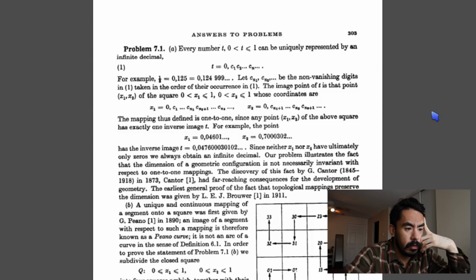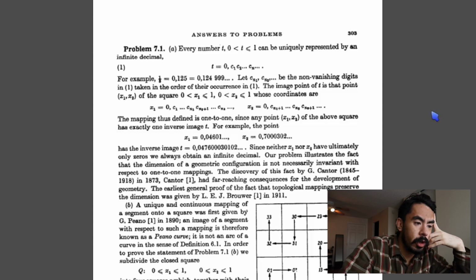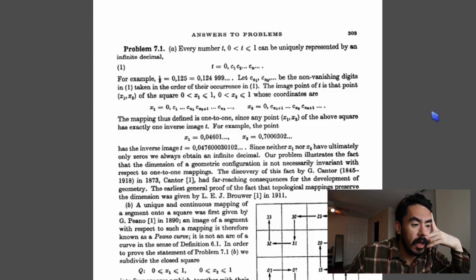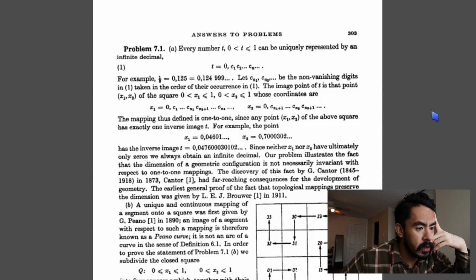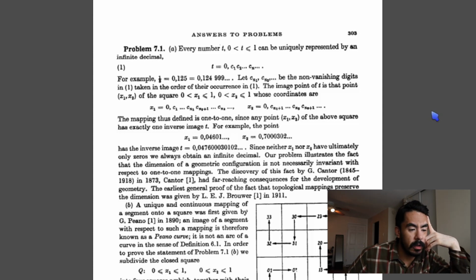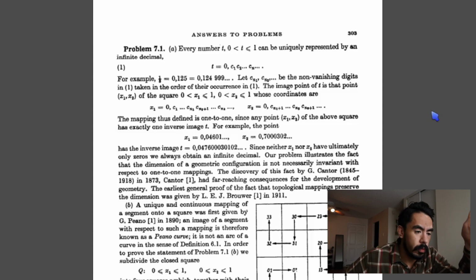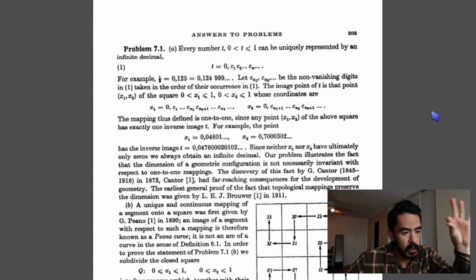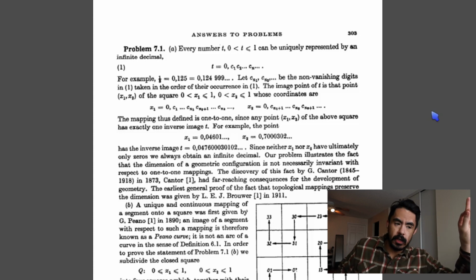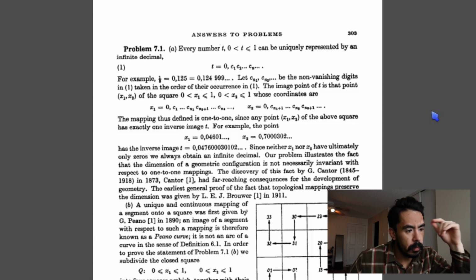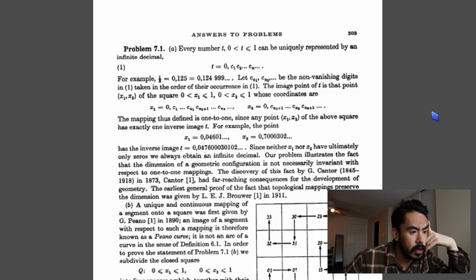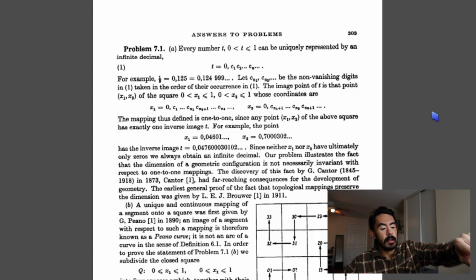Every number t between 0 and 1, including 1, can be uniquely represented by an infinite decimal, t equals 0.c1 c2 ... cn ..., which just means 0 point c1, where c1 is the first integer in the infinite decimal representation, and so on. And it says, for example, 1/8 is 0.125, which is equal to 0.124999 repeating. Okay, this is another thing.